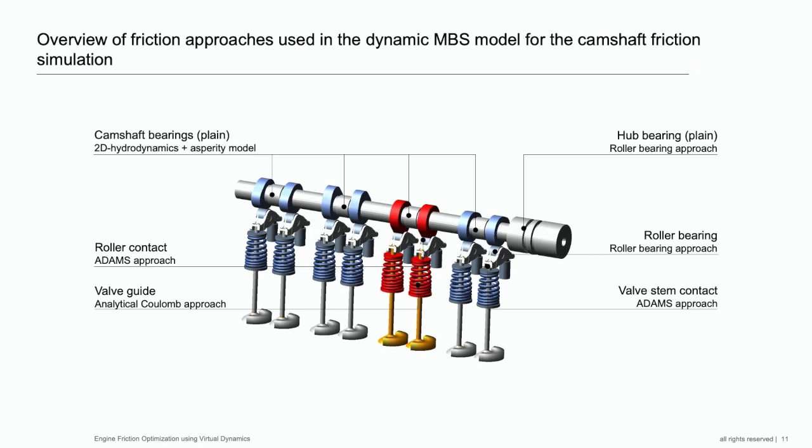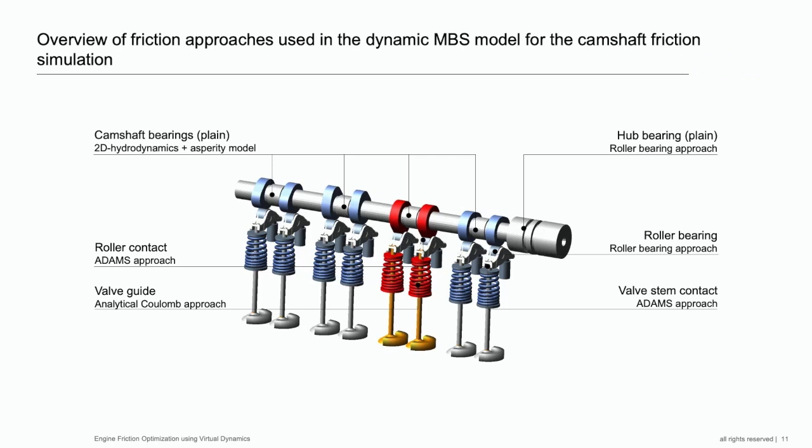For the roller contact between the cam and the roller, we are using an Adams friction approach, which considers a friction coefficient that is varying over the sliding velocity. For the valve guide, we are saving efforts for valve secondary motion analysis, and instead we are doing an analytical Coulomb approach that estimates the side forces between the valve and the guide and calculates friction dependent on the side forces.